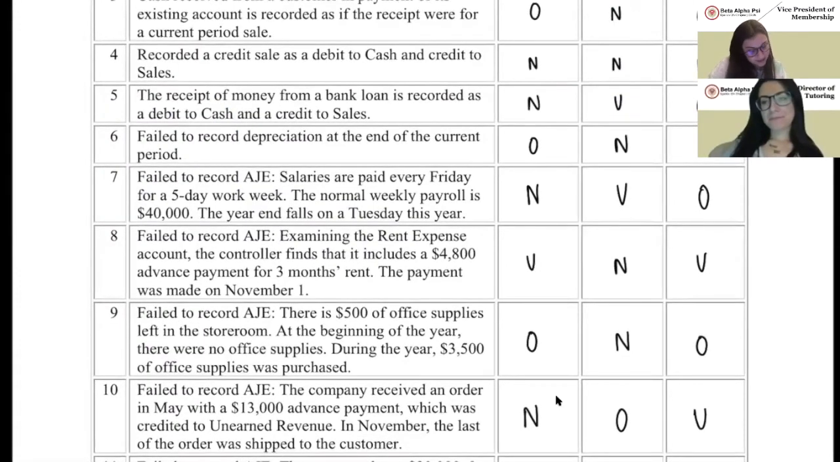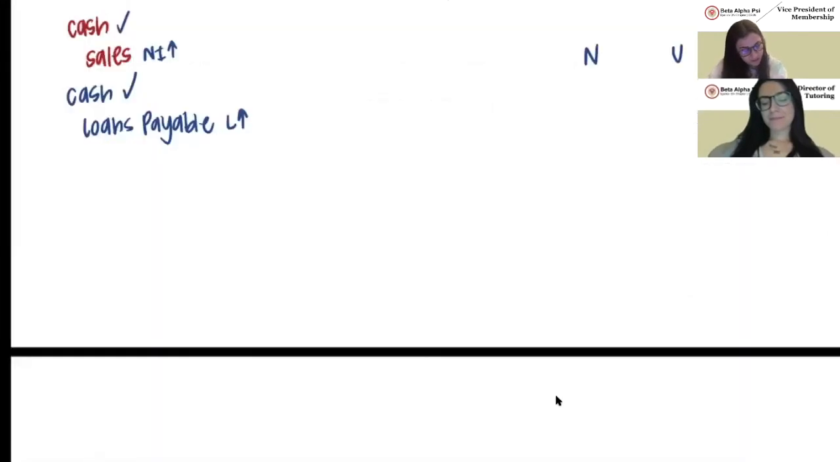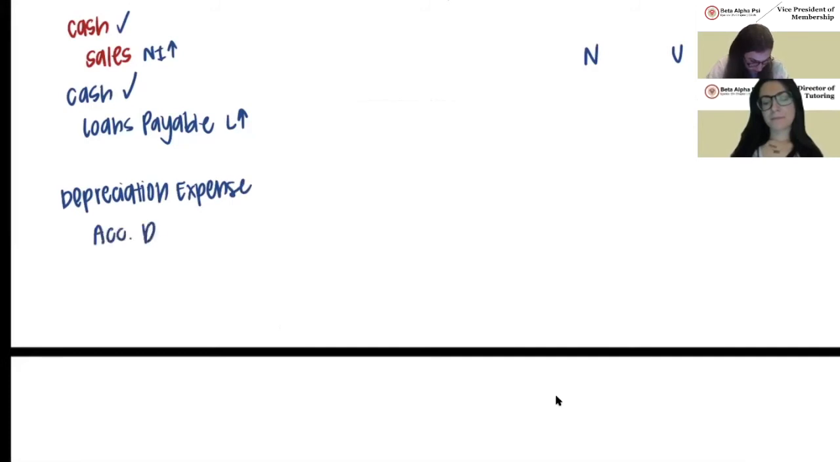All right, number 6, failed to record depreciation at the end of the current period. So they failed to record a depreciation, which means they did not debit depreciation expense, and they did not credit accumulated depreciation.